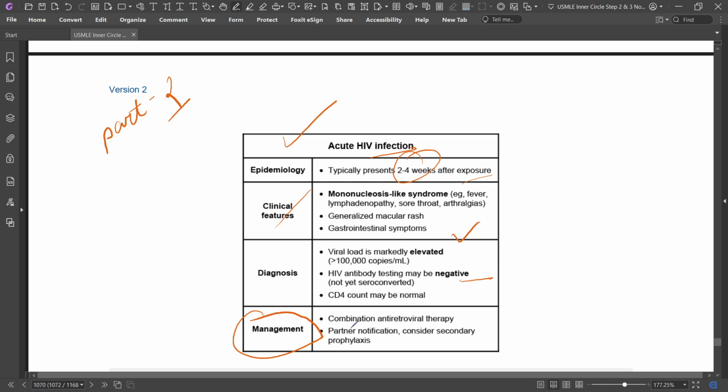Management for acute HIV infection is combination antiretroviral therapy, like 2 nucleoside reverse transcriptase inhibitors along with an integrase inhibitor. If pregnant, then a protease inhibitor is used. So this is the way of the combination antiretroviral therapy start protocol. Also do partner notification and consider secondary prophylaxis.